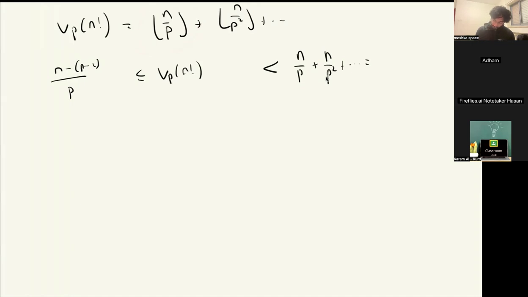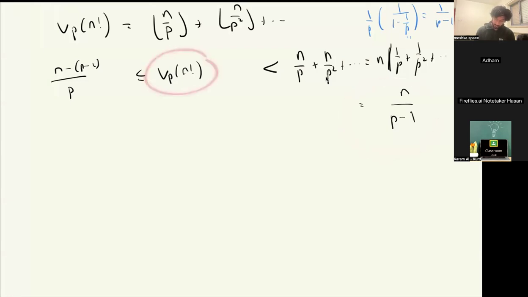And what is this? This is equal to n times a geometric series. What does this geometric series sum to? Well, we should calculate it. It's going to end up being 1 over p minus 1. So it's n over p minus 1. You take 1 over p out, and it's 1 minus 1 over p, and this is equal to 1 over p minus 1. So the number of powers of p is approximately n over p minus 1, but you have to subtract some stuff because we took floors.